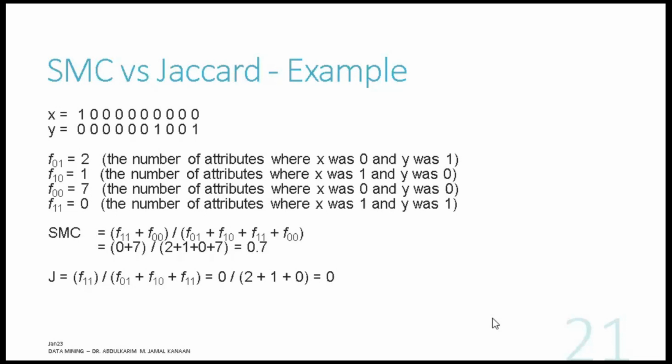And then similarly, you substitute with the others. F10 is the number of attributes where X was 1 and Y was 0. There's only one case, 1, 0. Oh, sorry, 0, 1. For 0, 1, we have 1, 2. So it's going to be 2. F10, F01, and so on, you get 0.7. That means they are 70% similar.